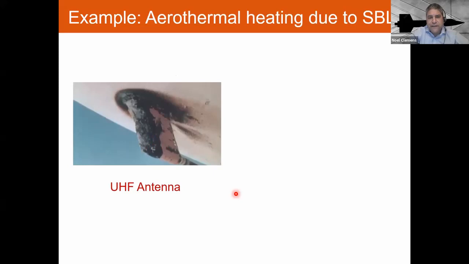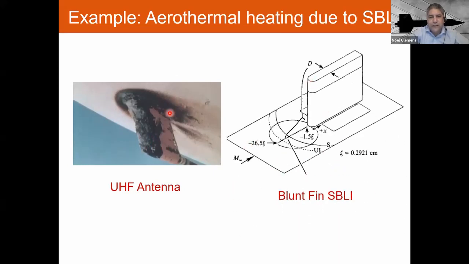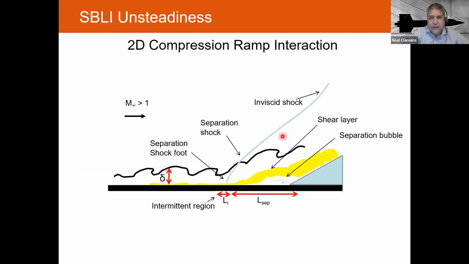This is the UHF antenna on the X-15, and just showing you after the flow that it looks very much like what's called a blunt fin interaction, and you can see this horseshoe vortex where things are all burned up, and again, a lot of that's mean heating, but unsteadiness also contributes to damage to the vehicle.